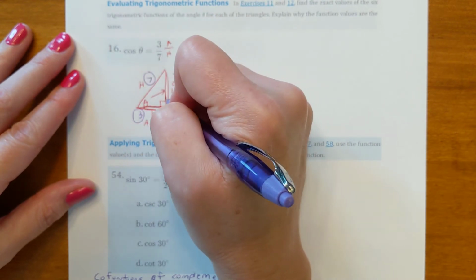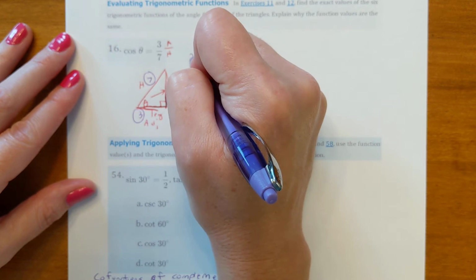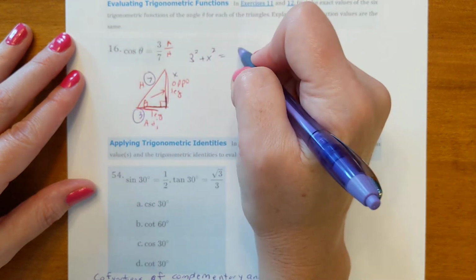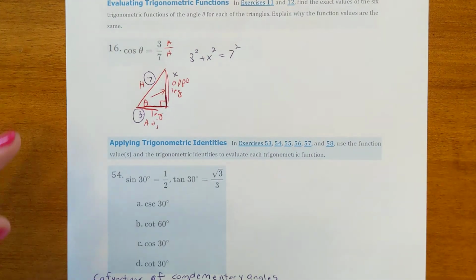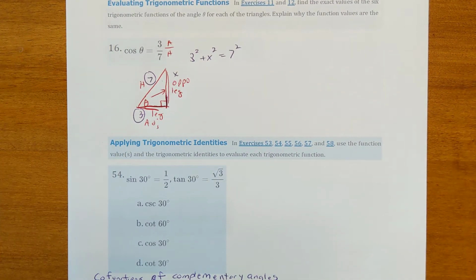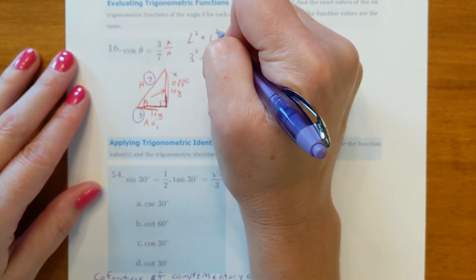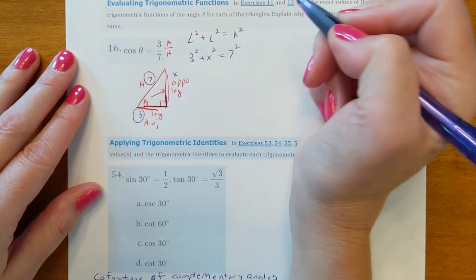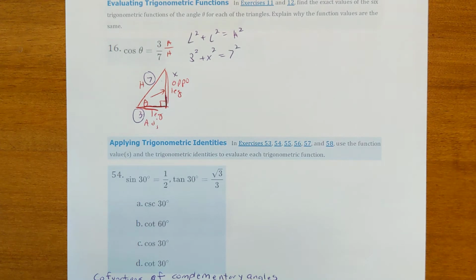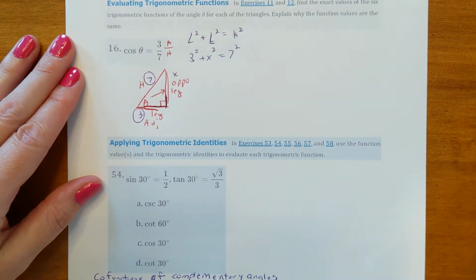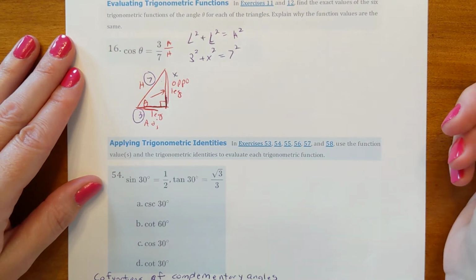So we have 3 squared plus x squared, because remember, you square the legs, add them together, and that equals hypotenuse squared, or 7 squared. Leg squared plus leg squared equals hypotenuse squared. I'm going to write that. Leg squared plus the leg squared is equal to the hypotenuse squared on a right triangle, or a squared plus b squared equals c squared. But then you have to remember what a and b are, which some people forget.